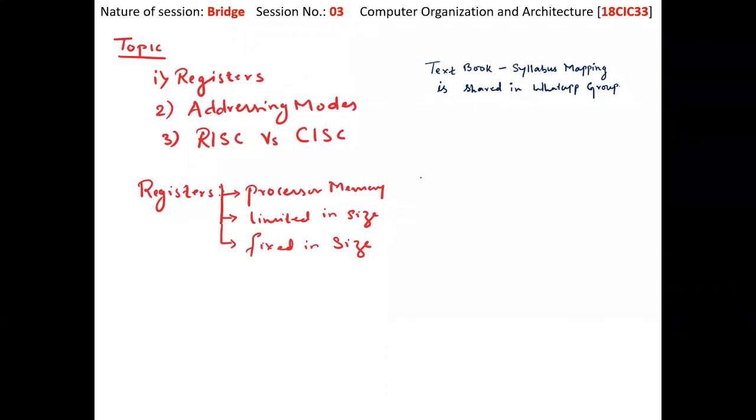Today we are going to discuss what registers are, what addressing modes are, and the two instruction set architectures: one is reduced instruction set computer, the other is complex instruction set computer. Now, what are registers? And don't get confused with the electronic word resistor.